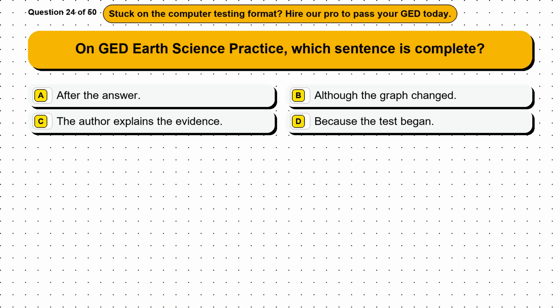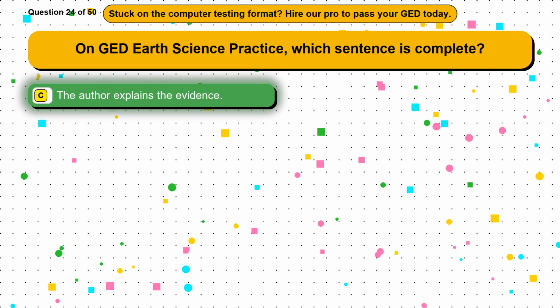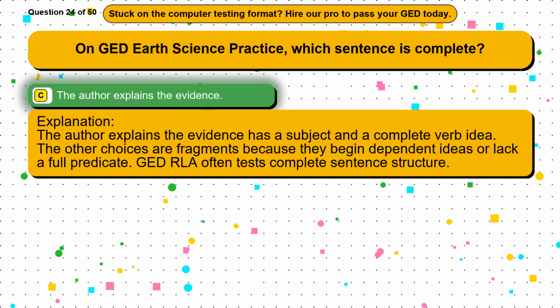Question 24. On GED Earth Science Practice, which sentence is complete? Option A. After the answer. Option B. Although the graph changed. Option C. The author explains the evidence. Option D. Because the test began. The correct answer is option C. The author explains the evidence. It has a subject and a complete verb idea. The other choices are fragments because they begin dependent ideas or lack a full predicate. GED RLA often tests complete sentence structure.